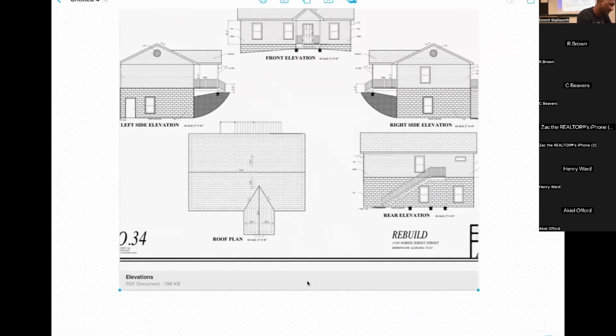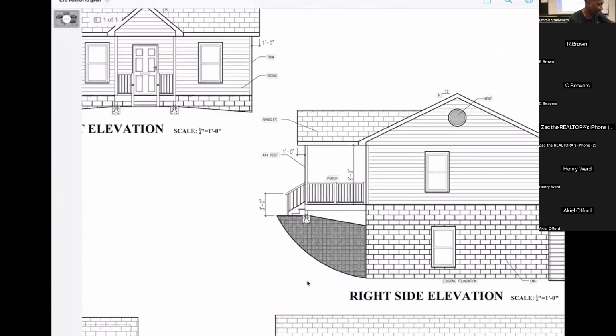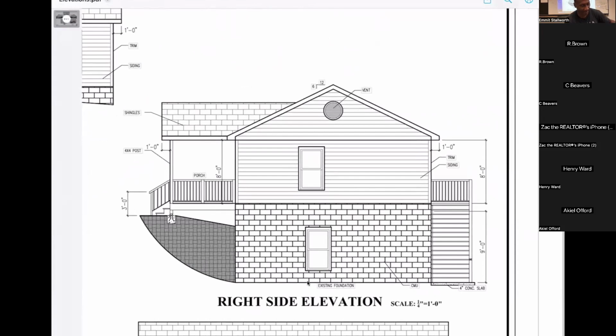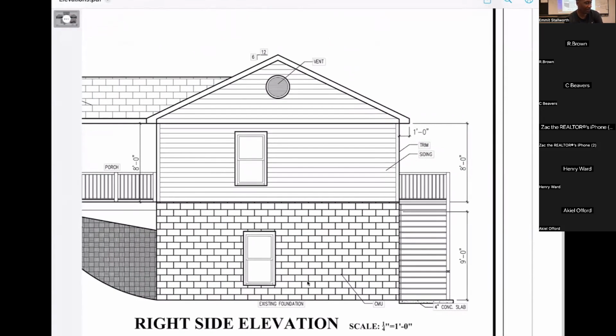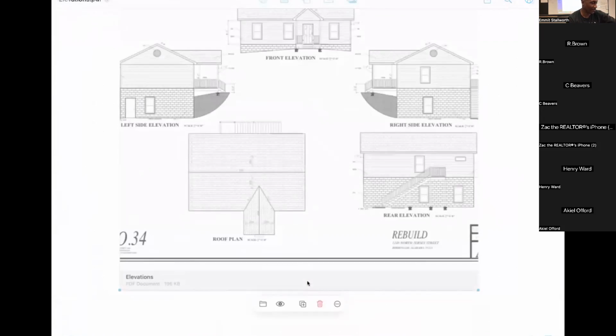So this right here should tell me what my height is. And it looks like it's 8 feet. Y'all see that? Ain't that beautiful? So the height is going to be 8 feet, 8 feet down and 9 feet in the basement. So it's going to be 8 feet. Man, that helps out a whole lot.